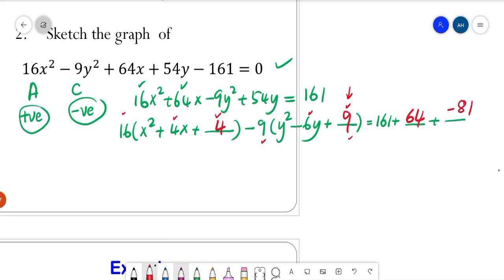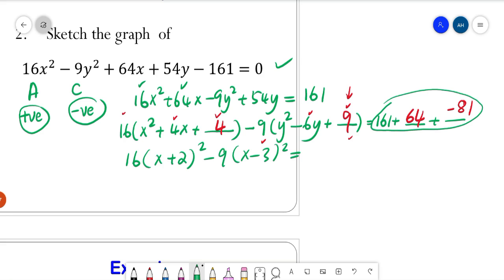Okay, so let's finish up this completing the square process. For this one we have 16 times (x plus 2) squared. The next term is negative 9 times (y minus 3) squared, equal to, now simplifying all the terms on the right hand side, we have 144.